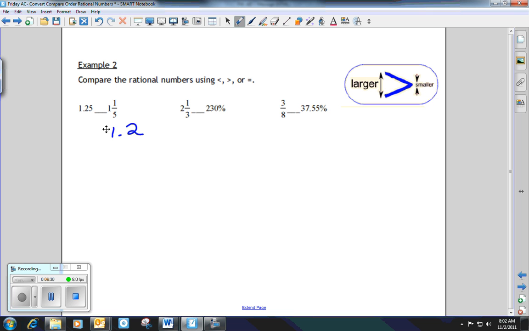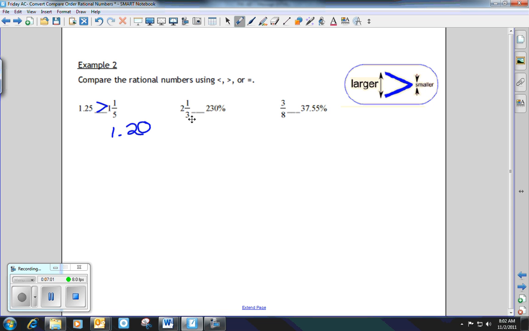Neither one is negative, so I don't have to worry about that. Now I'm going to compare my whole numbers first. They're both 1s. Since they're the same, I'm going to compare my 10ths spot. They're both 2s. Now, if there is nothing behind this 2, I can fill it in with a 0 so that I can compare my 100ths spot. So the 1s are the same, the 2s are the same, but when I get to the 100th spot, it's 5 versus 0. The 5 is larger, and so a greater than symbol goes there.